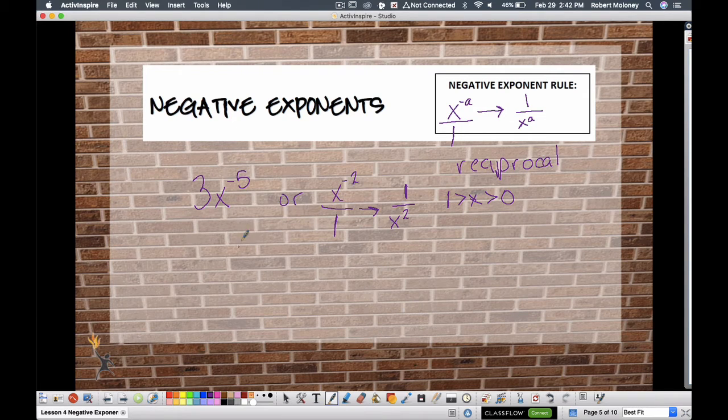This next one's a little more challenging because it's got two numbers. It's got the coefficient of 3, and it's got the base and exponent pair of x and negative 5. Now, this is the part that catches a lot of students. When you do this, the exponent on the 3 isn't negative 5, it's positive 1. So that number isn't negative, so it's not going to move. So it's going to turn into 3 over x to the positive 5.